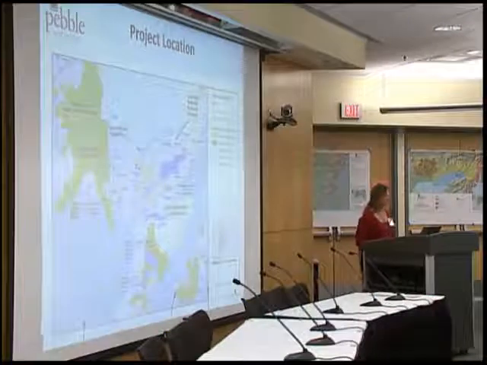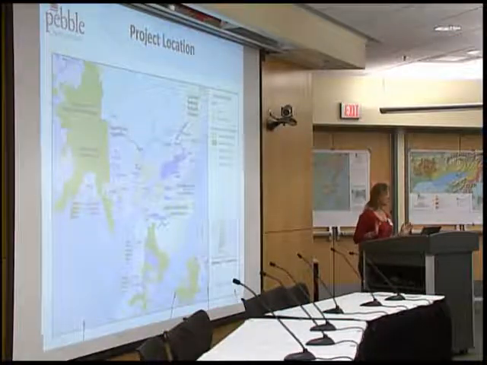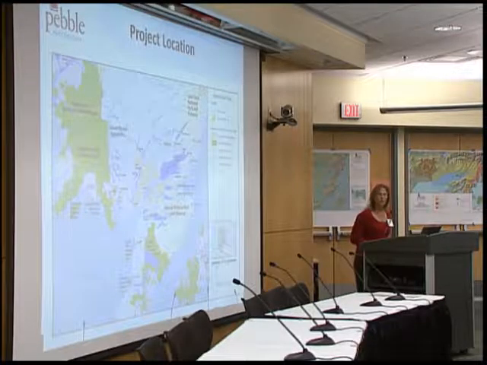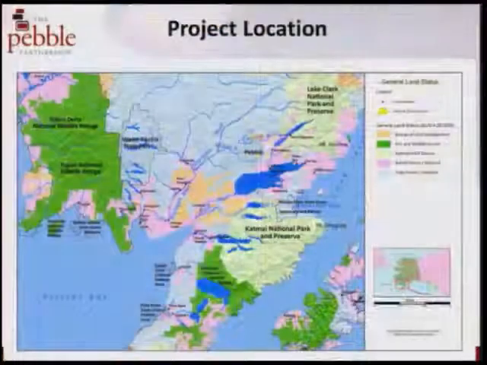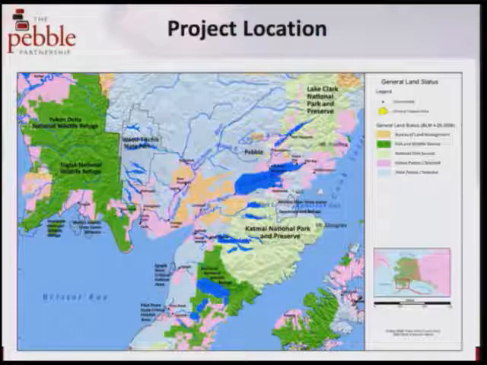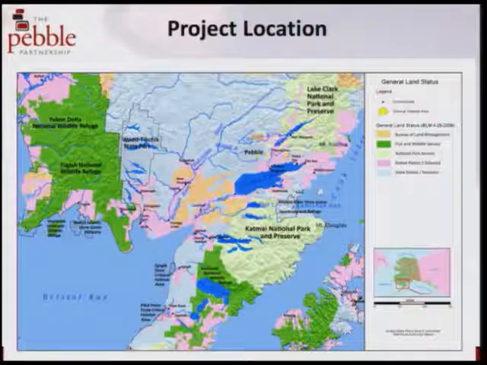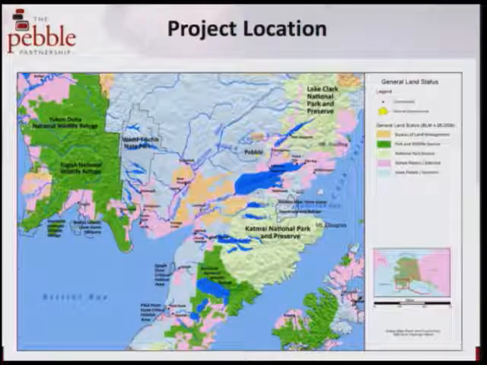The other information on this slide is just an overview of land status. You can see the blue color, that's state lands. There's a lot of state lands, and the project itself is on state lands. There's also a lot of national parks and preserves in the surrounding areas. Actually, I think most of the area is national park and preserve. The area where the Pebble project is in a mining district. So a little context there about where we are.